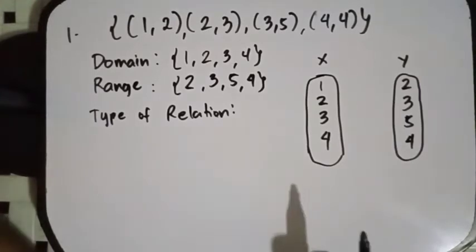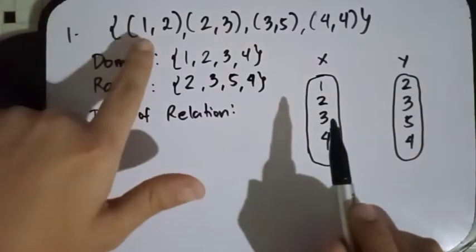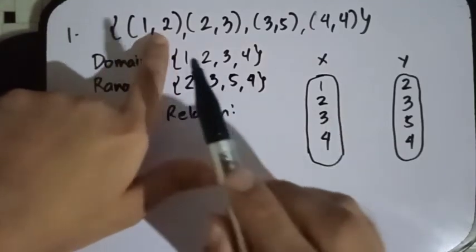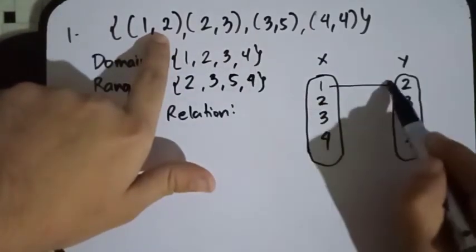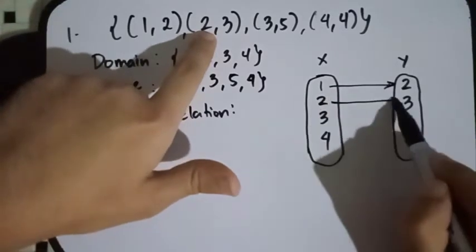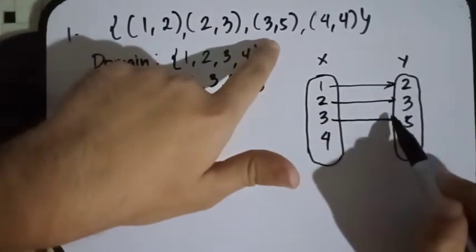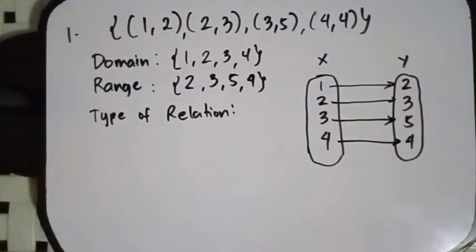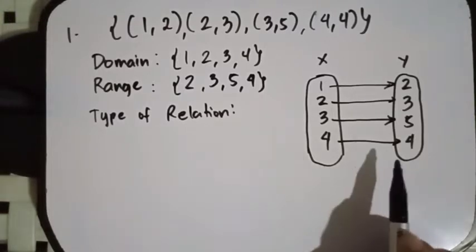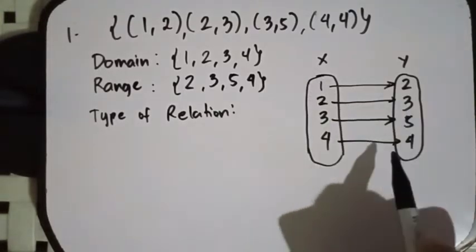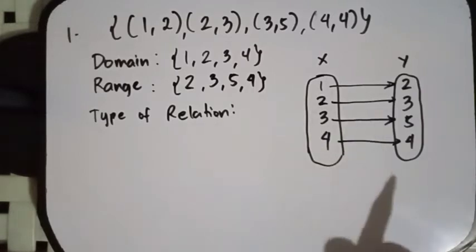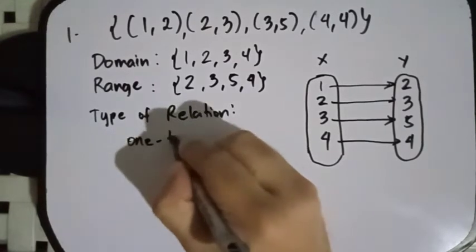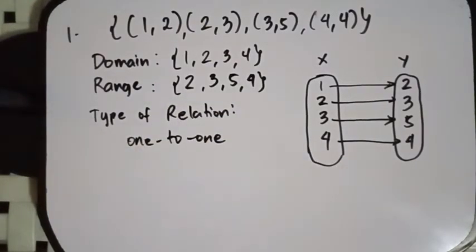Okay. And then, saka natin pagparisin. Okay? So, according dito sa ordered pair, (1, 2). Diba? So, 1 ipapares sa 2. Tapos yung 2 ipapares sa 3. 3 ipapares sa 5. And lastly, yung 4 ipapares sa 4. So, ano ang naging resulta? Yung isang value of x nakapares sa nag-iisang value of y. So, therefore, ang relation na ito ay one-to-one. Okay, so isa siyang one-to-one relation.